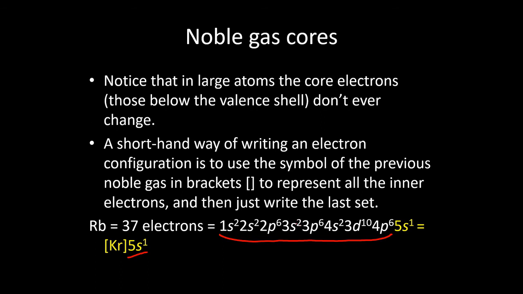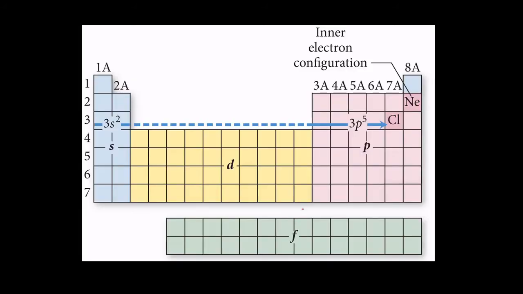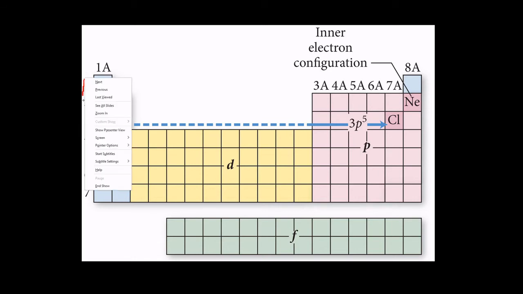The easiest way, by the way, to figure out where to start after a noble gas core is using the period numbers on the side here.